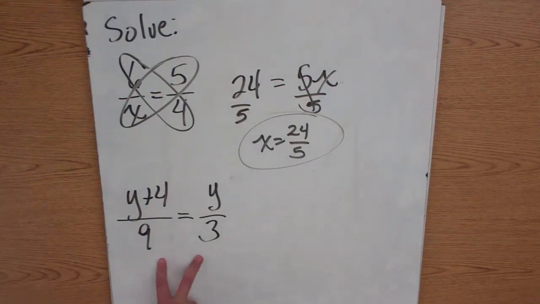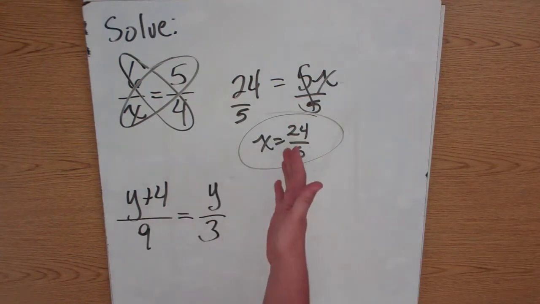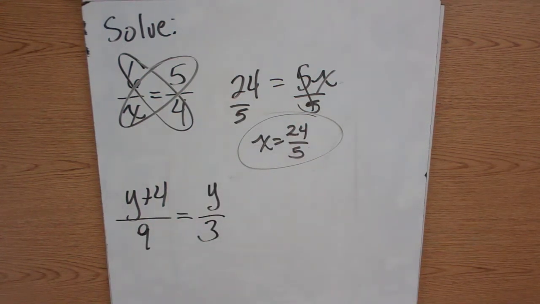Now, I want you to solve this one. I know I gave you y plus 4 on the top, but it solves the same way as this one. So go ahead and solve y plus 4 over 9 equals y over 3. Go ahead and solve it.